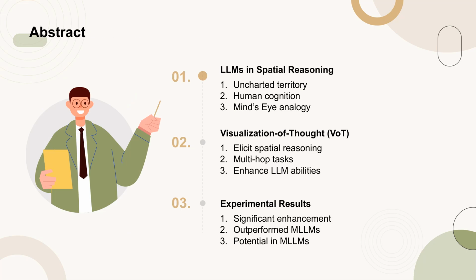Large language models, LLMs, have shown remarkable capabilities in language comprehension and reasoning tasks. However, their performance in spatial reasoning, a critical aspect of human cognition, has not been extensively explored. Humans possess an extraordinary ability to create mental images of unseen objects and actions, a process known as the mind's eye, which allows them to imagine the unseen world.